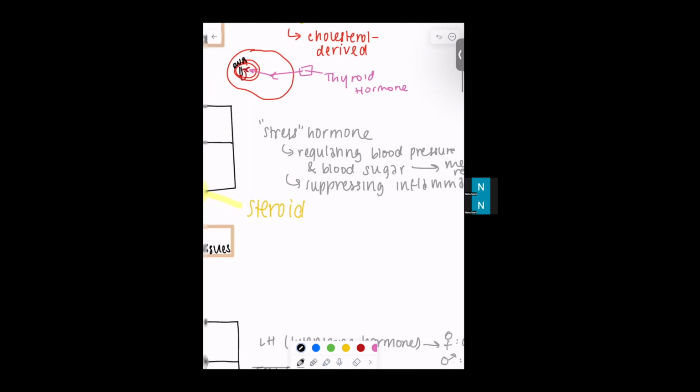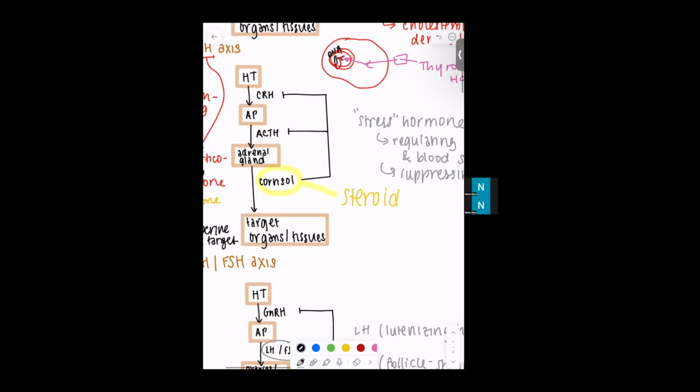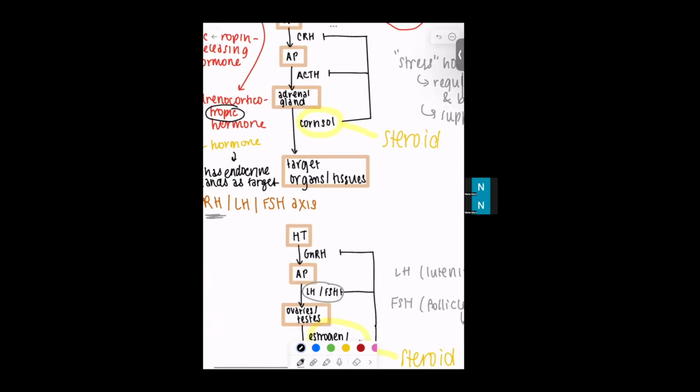And like thyroid hormones, cortisol is also derived from cholesterol. It's a steroid hormone. And so this kind of transcriptional control that we've explored with the thyroid hormone, we'll see something similar with cortisol. Okay.